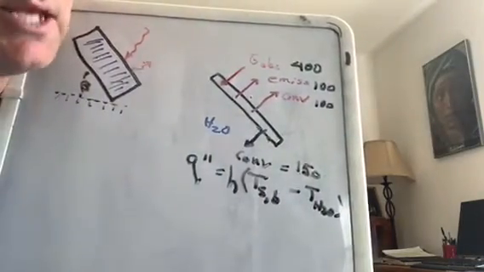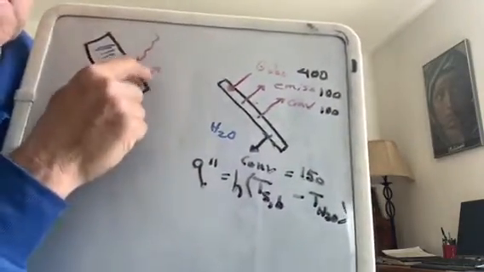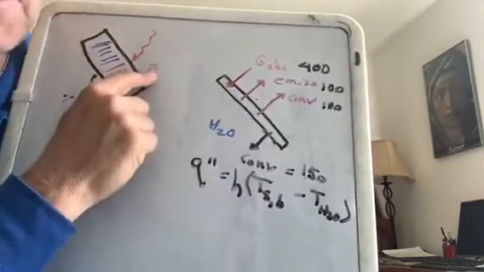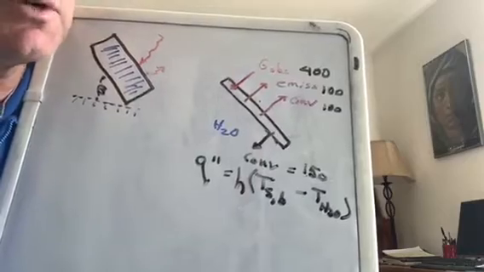What's going to happen to the plate? It's going to warm up. This top plate's going to warm up. What's going to happen to emission and convection? Emission and convection are going to increase.